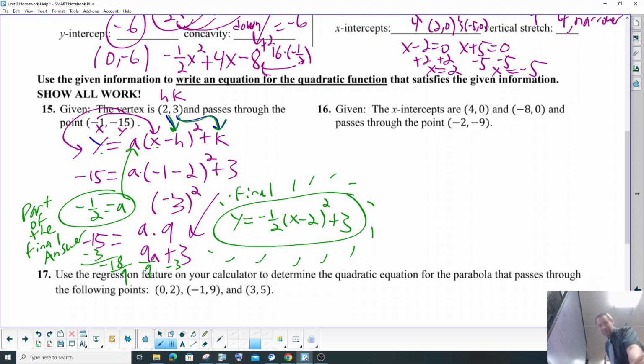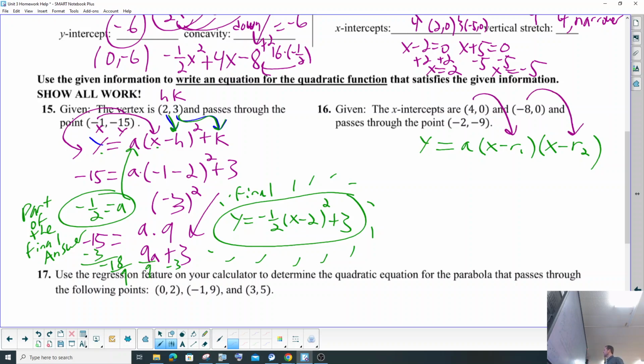So you're doing the same thing next with the x-intercepts. But this time you have a different formula. We have y is equal to a times x minus r1 times x minus r2. And that's called the factored form. We learned that in Unit 2. So your r1 goes here and your r2 goes here. And that's your x and your y.